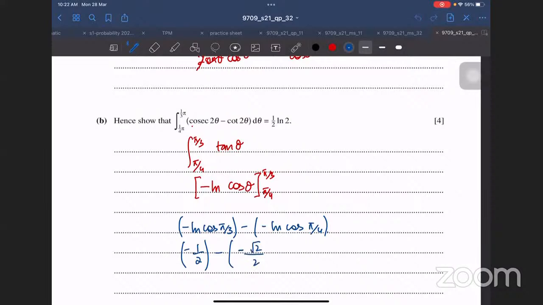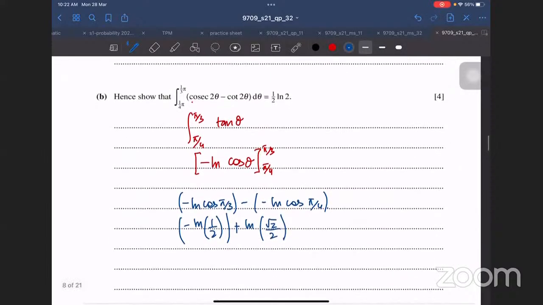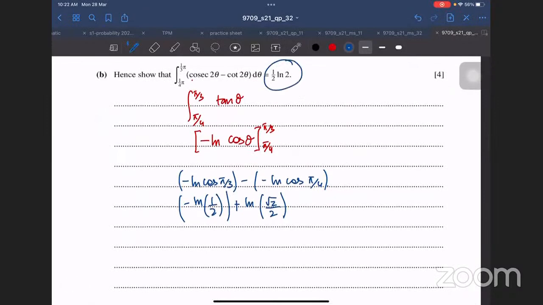Sorry, apply ln. ln of half, and plus ln of root 2 over 2. Okay. Now I need to simplify this and get this. First this becomes minus ln 2 power minus 1. And can I break this up or combine the powers? Can I also write this as 2 power minus half?